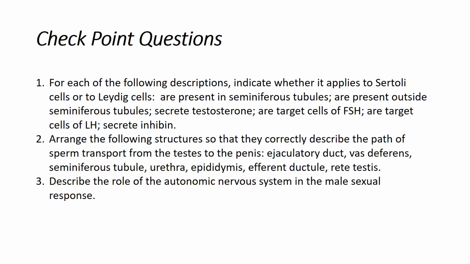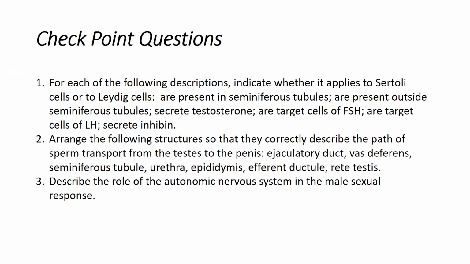Number 2, arrange the following structures so that they correctly describe the path of sperm from the testis to the penis. So the first structure the sperm encounter in the testis is the seminiferous tubule, right? They're produced within the tubule, make their way through the tight junctions of Sertoli cells and into the lumen. From the lumen, they spend 20 days there, not motile yet, developing. And then from the lumen of the seminiferous tubule, they make their way to the efferent ductules.